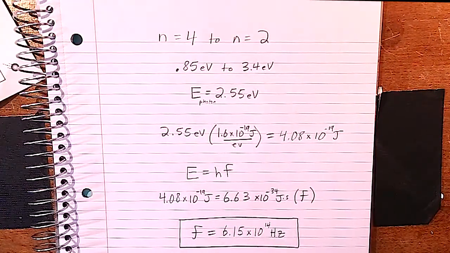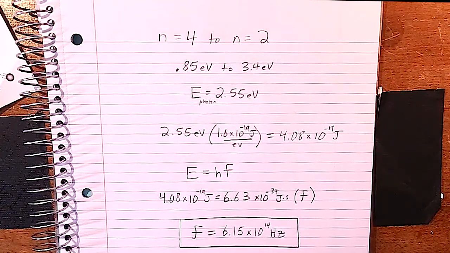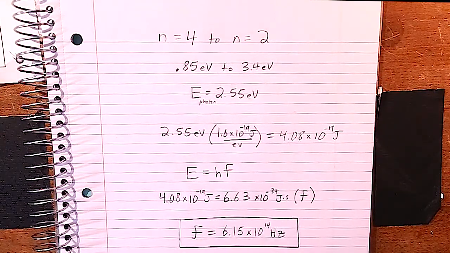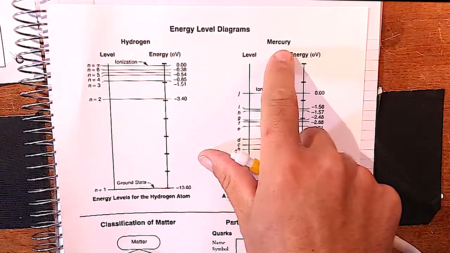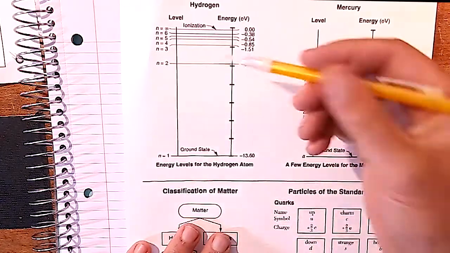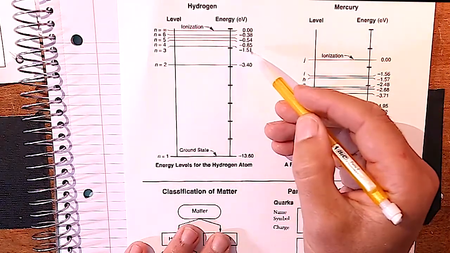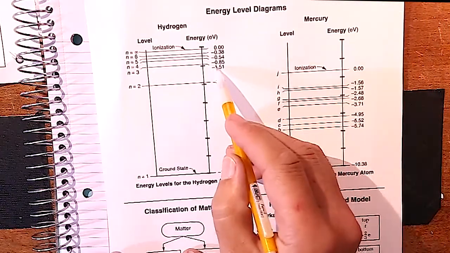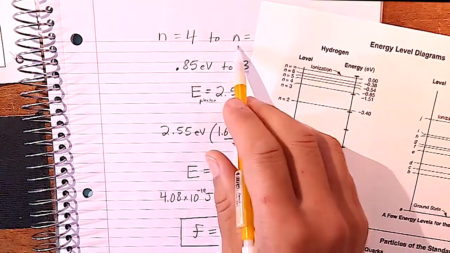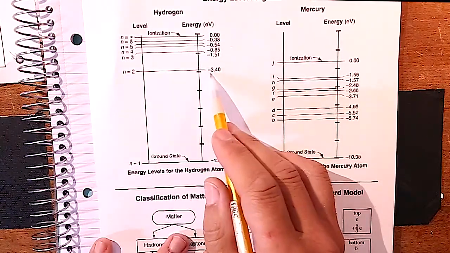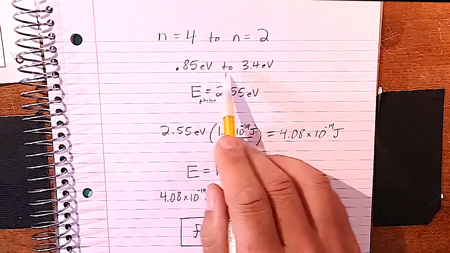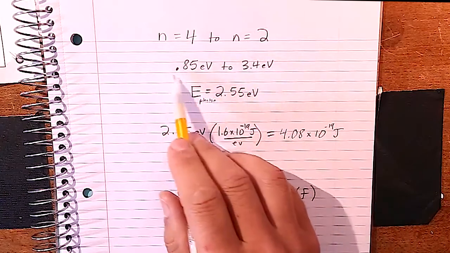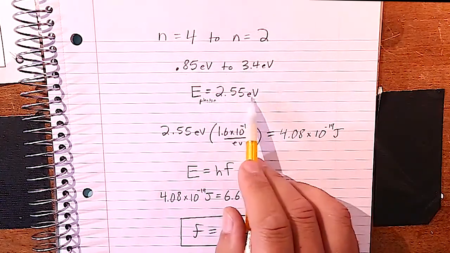So let's say that now, instead of being asked to find it jumping from 3 to 2, you're asked to find it from 4 to 2. Okay, and we're doing this for hydrogen right now. We'll do this for mercury later. So from 4 to 2, we look up our 4, and that is 0.85 electron volts, and our n equals 2, that's 3.4. So we're going to find the difference between these two. So 0.85 to 3.4, we just get rid of the negative signs and subtract, find the difference.